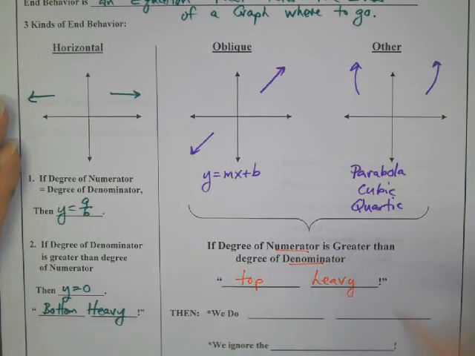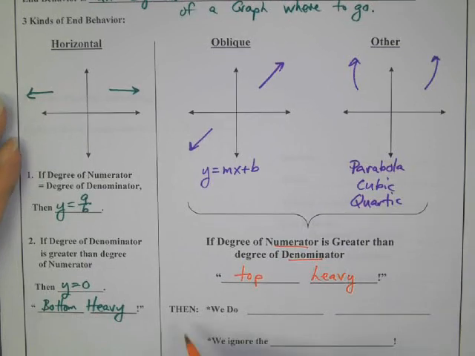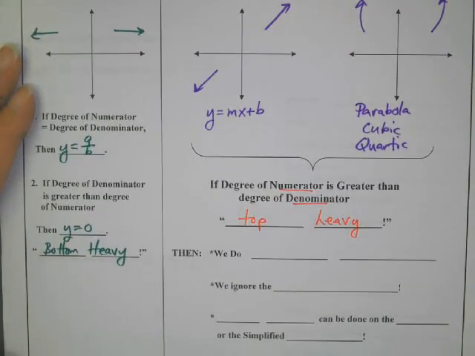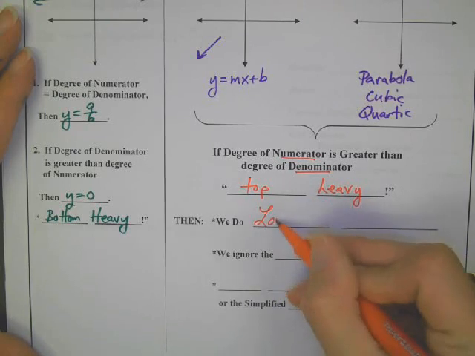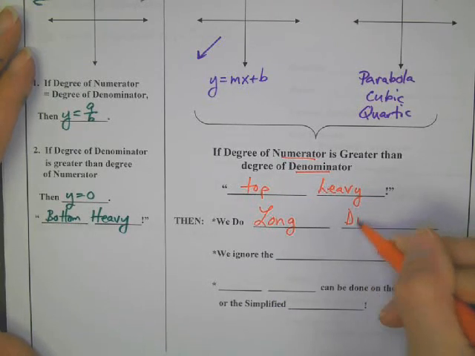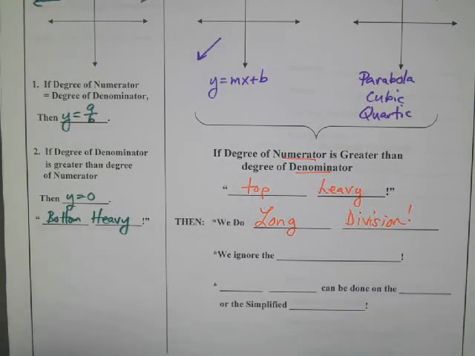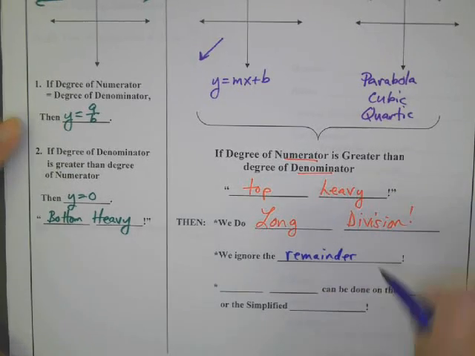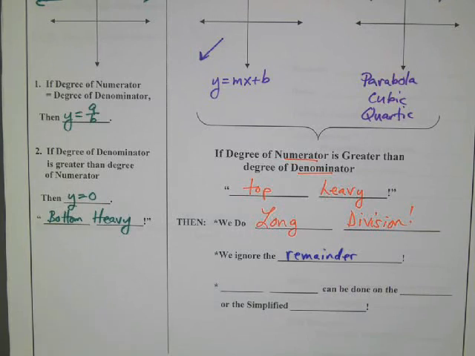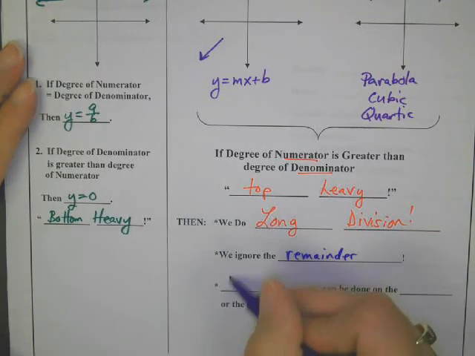So if the power on top is larger, then we do, here comes the good stuff, long division. Oh, that's right. That's going to be so exciting. I don't hear any moaning, do I? We ignore the remainder. Okay, so that's good news. You're going to completely ignore the remainder.